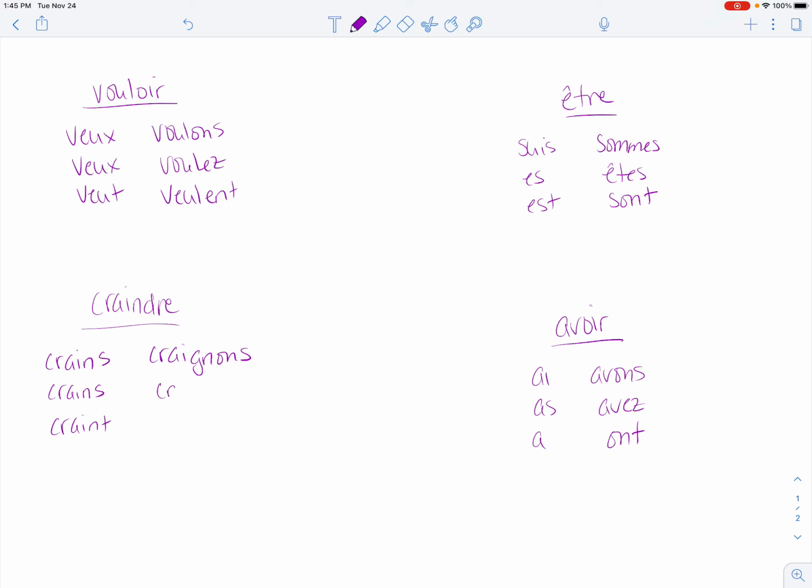It's probably something from Latin, which is usually what I do when I don't know where a word comes from: I blame Latin. So we have craignons, craignez, craigne. These are the conjugations that you'll use before the que. Use it at the beginning of the expression.